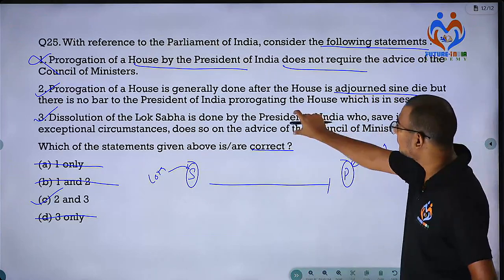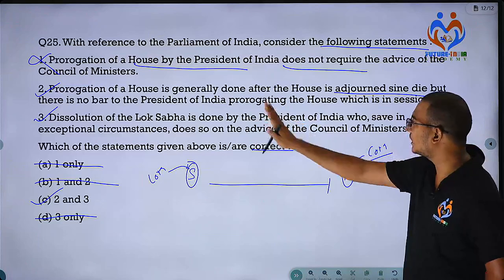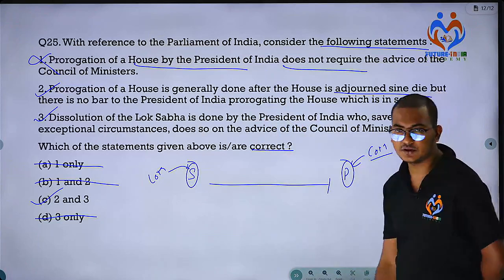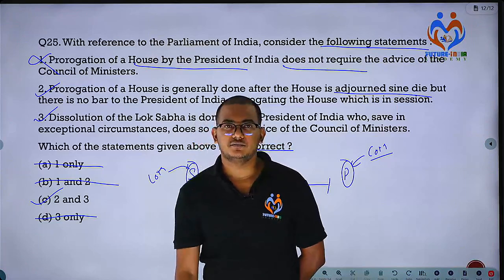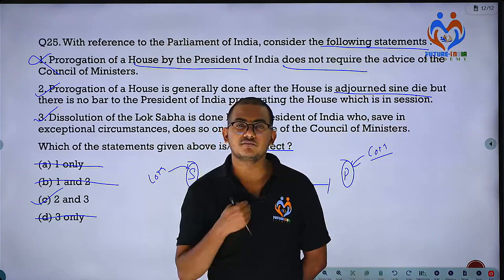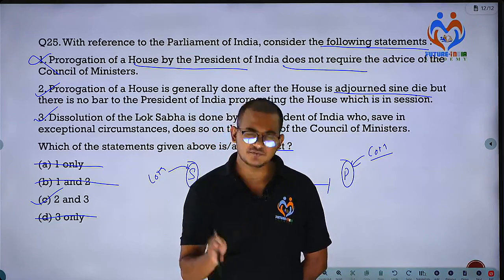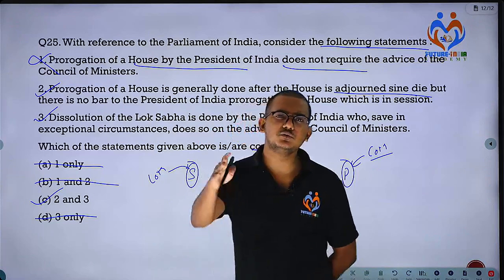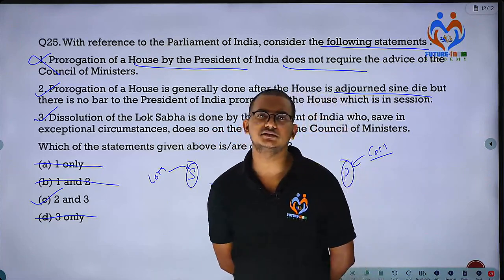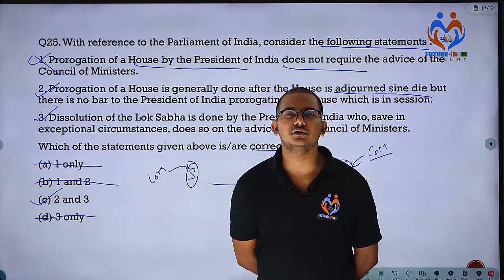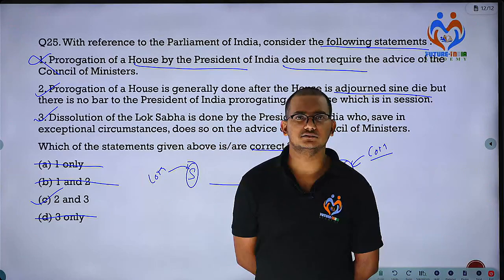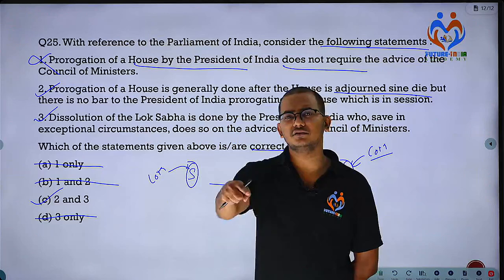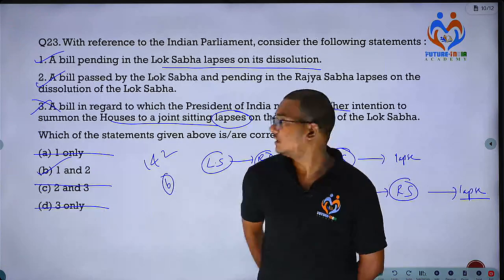And about the third point, I have to explain something here as well. The President dissolves the Lok Sabha on the advice of the Council of Ministers. If I have full confidence and, before 6 months, want to move to elections, I can go to the President and say, I want to dissolve the House and go for the election. So he can do that. By following the aid and advice only, the President will dissolve the Lok Sabha.